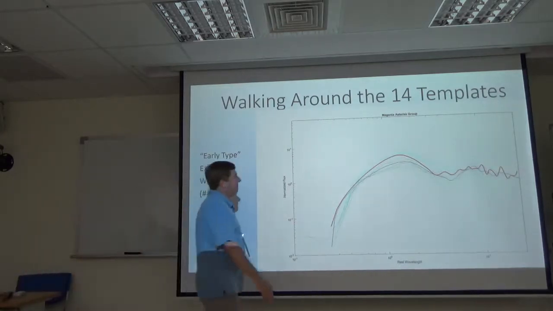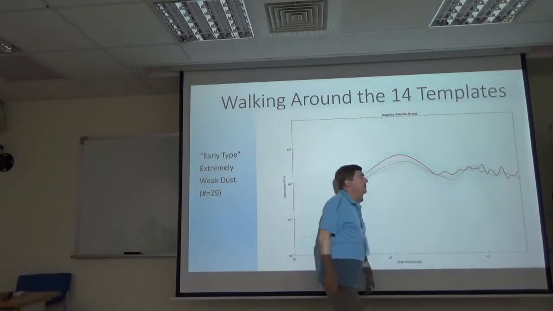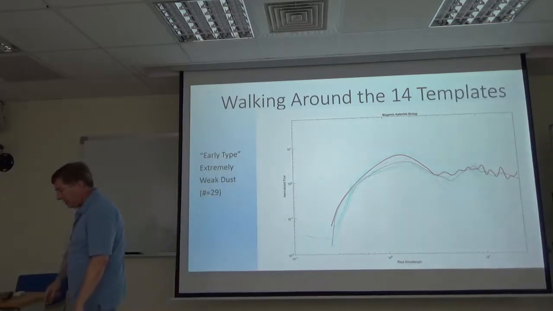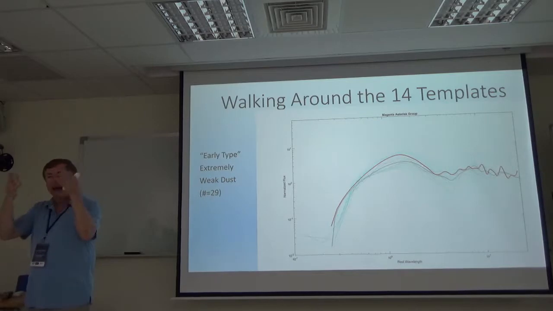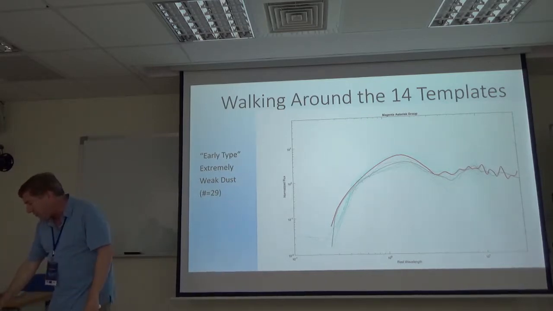And you see they have very, very weak infrared dust emission. So I think of these as early type galaxies, perhaps. And we don't have too many of them. So how to connect all of these 14 different templates? I showed you some examples.